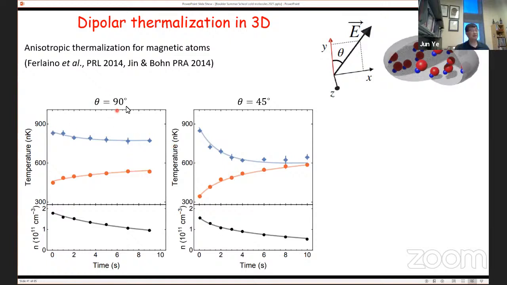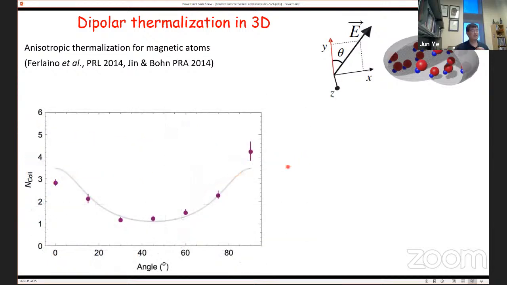When the angle is perpendicular to, along the direction of the more tightly confined direction, you can see thermalization is not so great. But when it's tilted 45 degrees, the thermalization happens on a much shorter time scale. And if you study that across the entire angular dependence, you get a curve like this, which tells you, because this is dipolar interaction, it's anisotropic. It tells you at 45 degrees, it turns out that's the best cross section for thermalization compared to 0 degrees or 90 degrees.